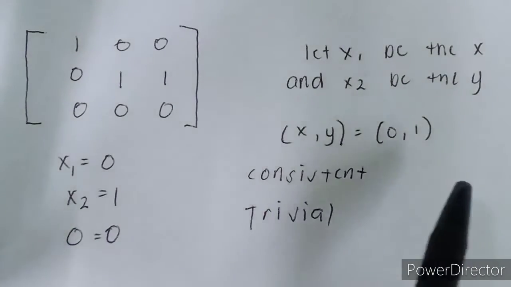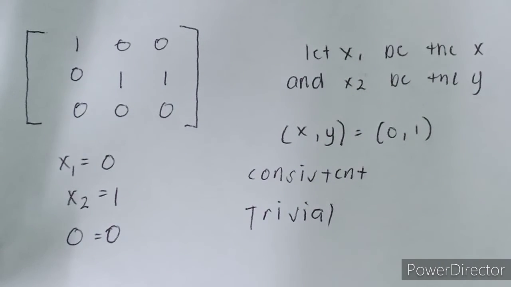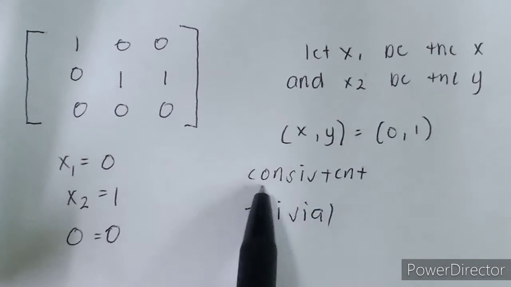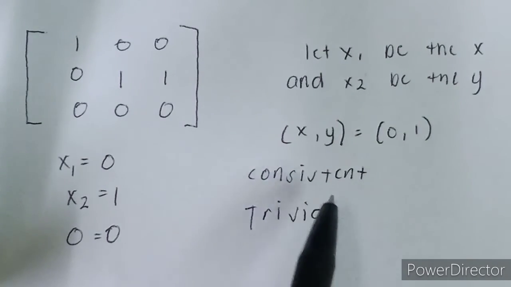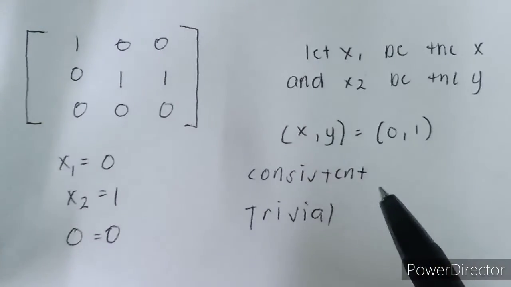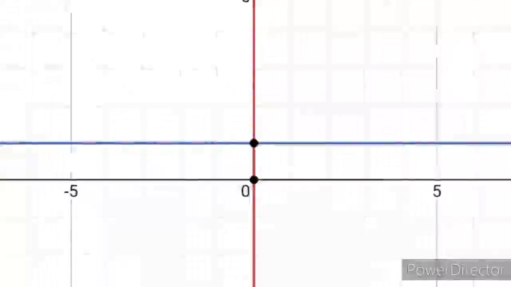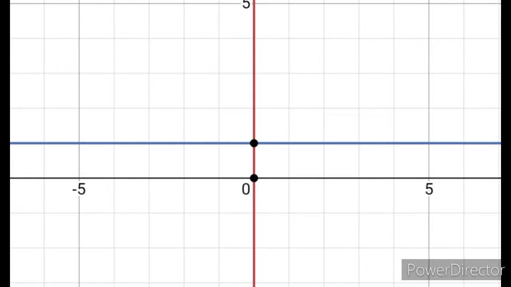Since we have intersecting points, we are expecting that our graph has intersecting lines. And if the graph shows intersecting lines, it is said to be consistent. And if we apply the homogeneous linear system, it will be called trivial. Now here is the face of our graph in the problem number 43.